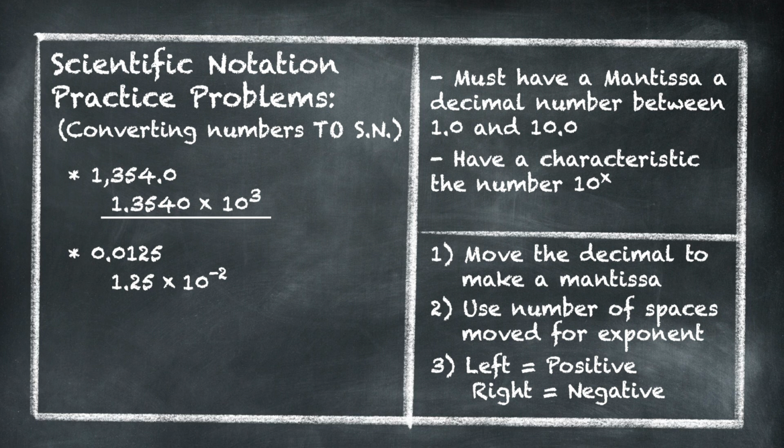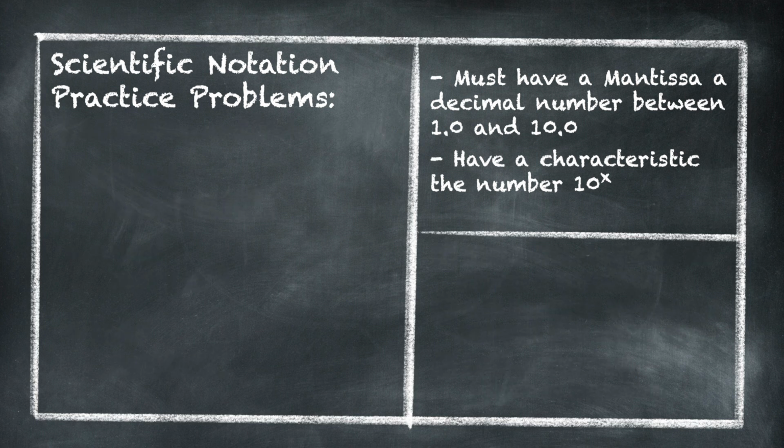Let's do our third and final one for this type of question. 215.5. In order to make this a mantissa, I'm going to move my decimal 2 places to the left. Because I moved it to the left, my characteristic is going to be positive, and I moved it 2 places, so it's going to be positive 2. So this gives me 2.15 times 10 raised to the positive second power. So that is converting numbers into scientific notation.